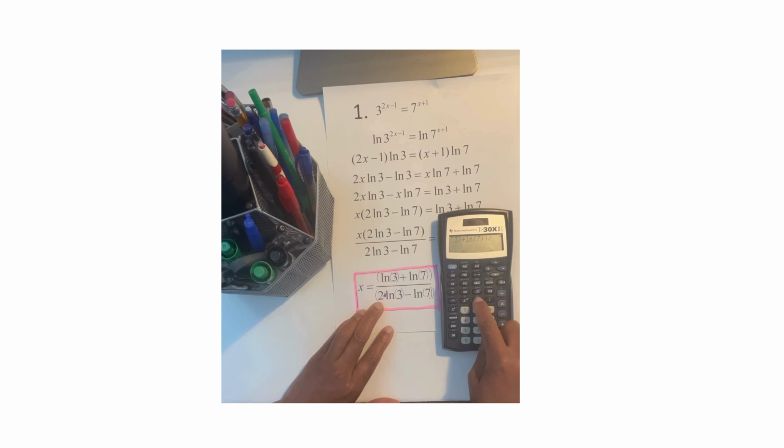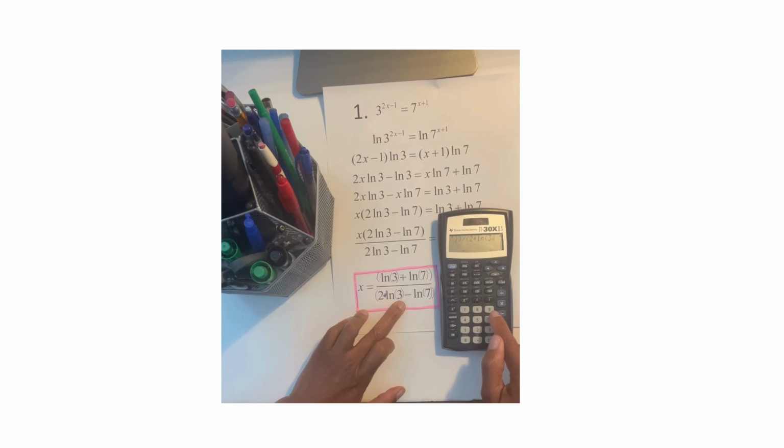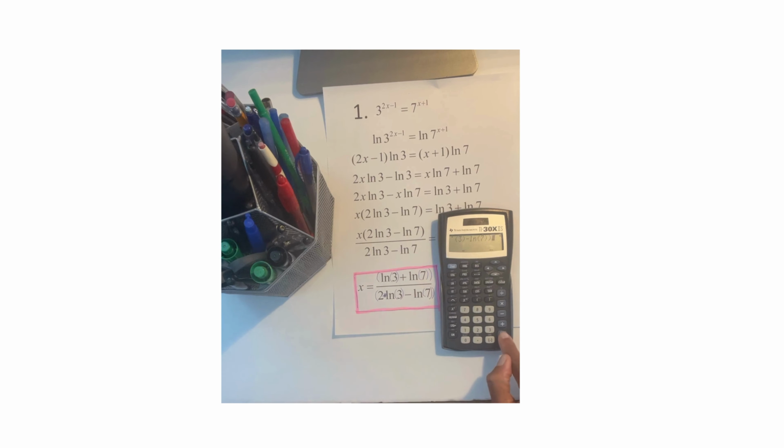You're going to have parentheses, 2 times ln 3, close parentheses, minus ln 7, close parentheses, close that whole bottom, and press enter. And there you have it. Same answer, 12.11.